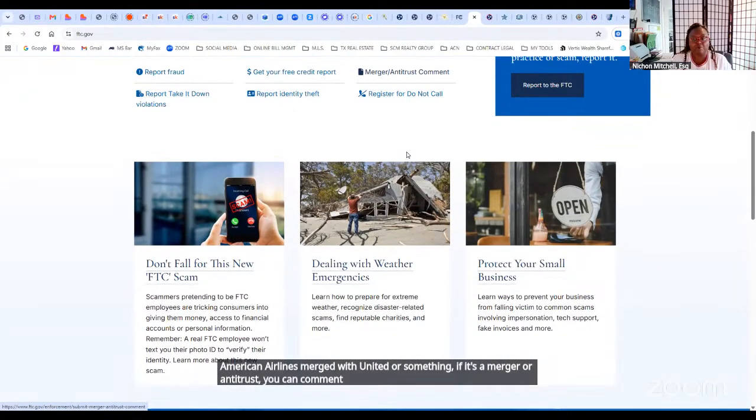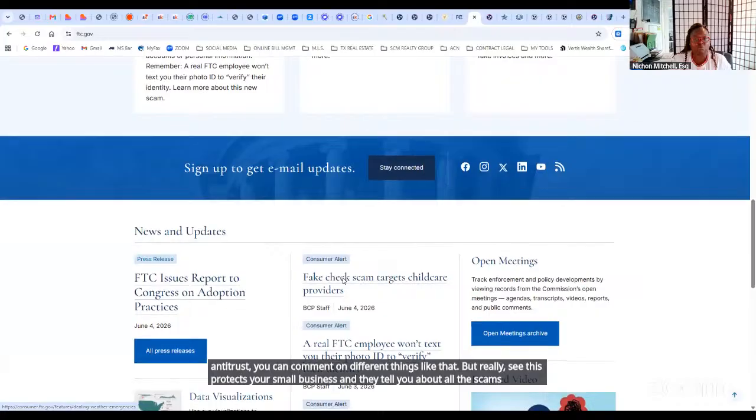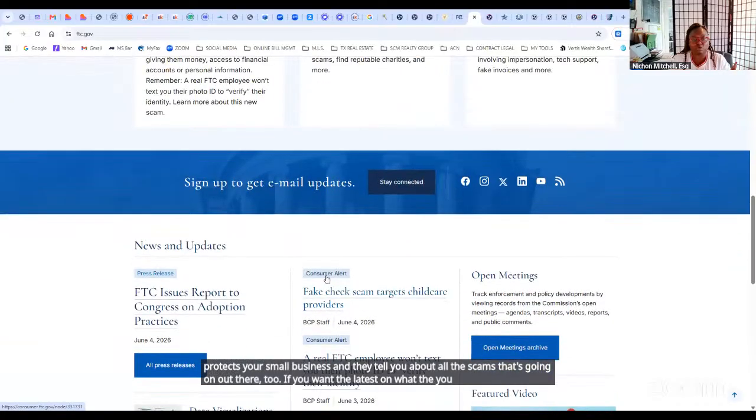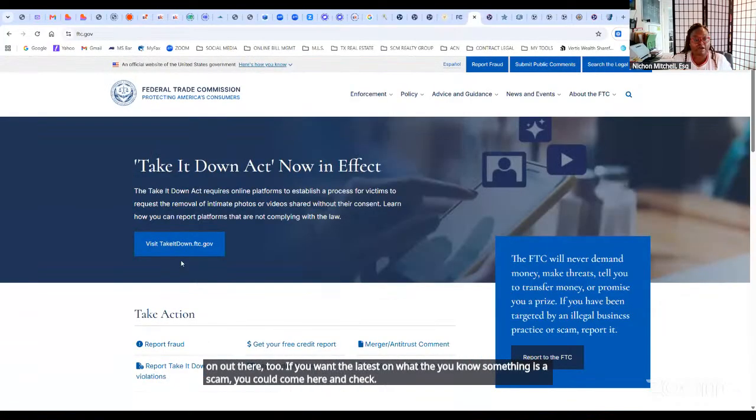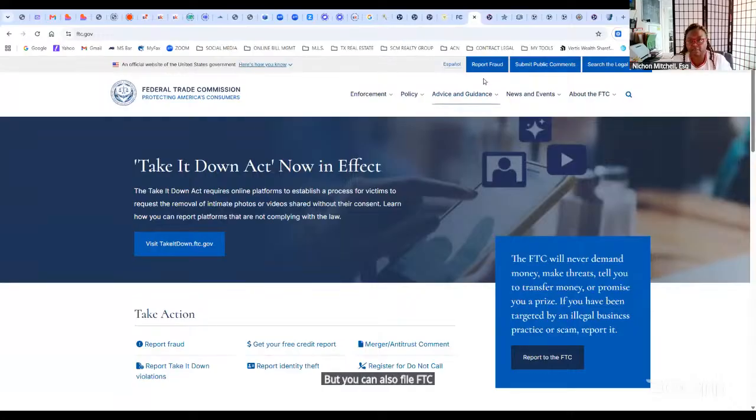things like that. But really, see this: protect your small business. And they tell you about all the scams that are going on out there too. If you want the latest on if something is a scam, you can come here and check. But you can also file FTC complaints. Here's report fraud. That's one place.